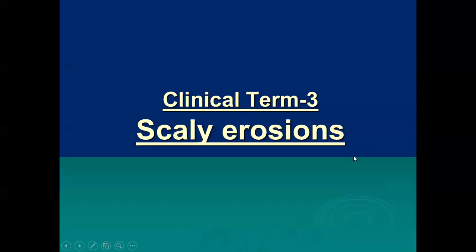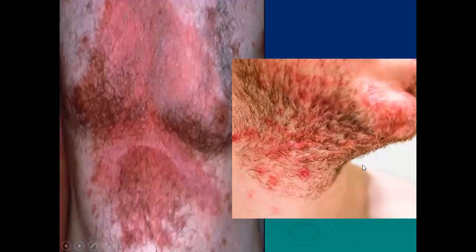Now, the third clinical term I'm going to introduce here is the scaly erosions. That means we are not expecting large blisters, but we are expecting eroded lesions with some degree of scales and maybe crusts. So what are the eroded lesions? So here you can see on the flexural areas, lots of erythema, then there is scaling and some degree of erosion. So this is an extreme form of seborrheic dermatitis.